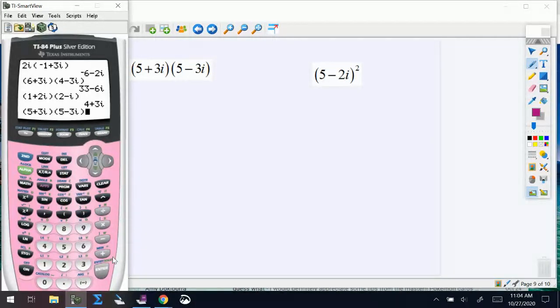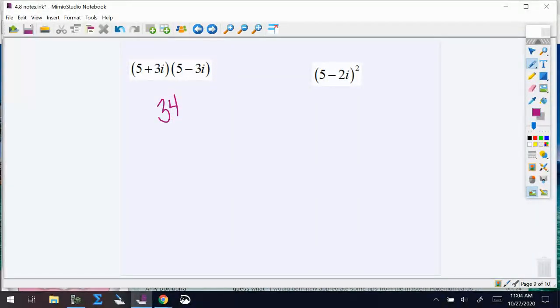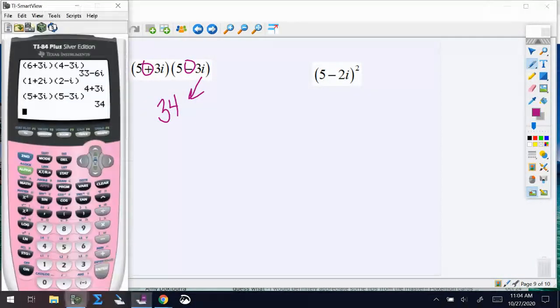And when you do that, you get 34. Do not be surprised when you have something like this where one is positive and one is negative. You will get an answer that is a real answer only, meaning it will not have any i part. If you have something written squared, you're going to type it in exactly the way you see it. So you're going to use your parentheses, 5 minus 2i, and then your squared button, and that's it.